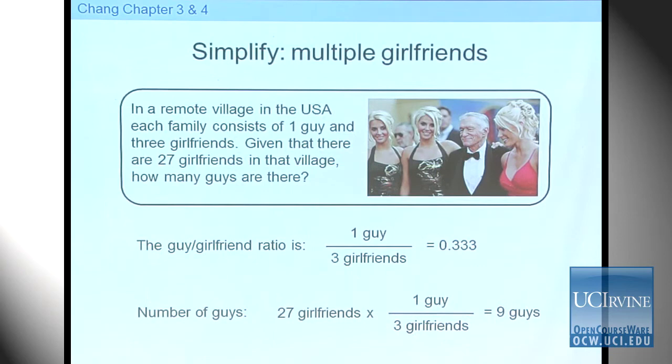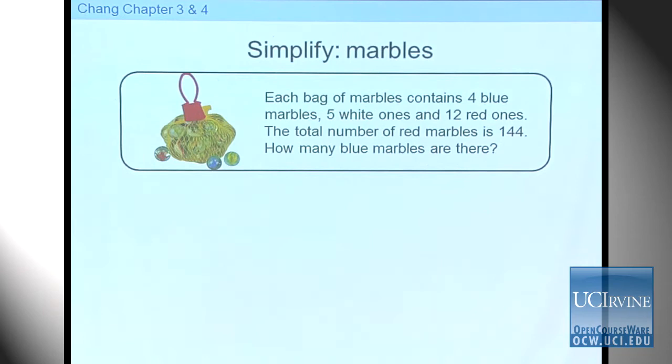Okay, another example, marbles. And it says each bag of marbles contains 4 blue marbles, 5 white ones, and 12 red ones. The total number of red marbles is 144. And then the question is, how many blue marbles are there? There's a nice playground exercise over here. See if you can do this.